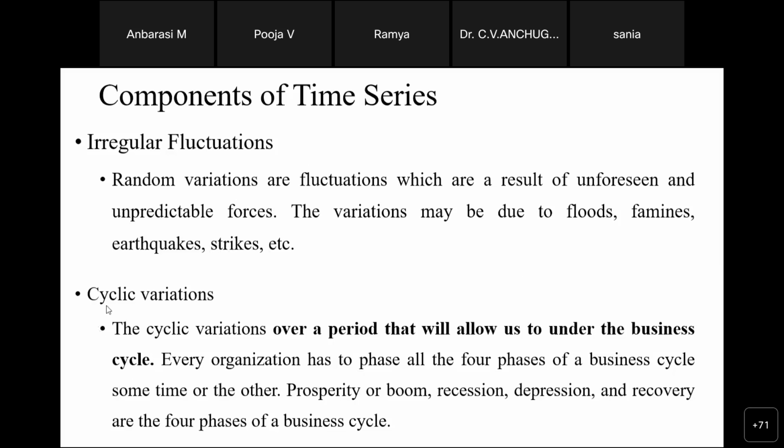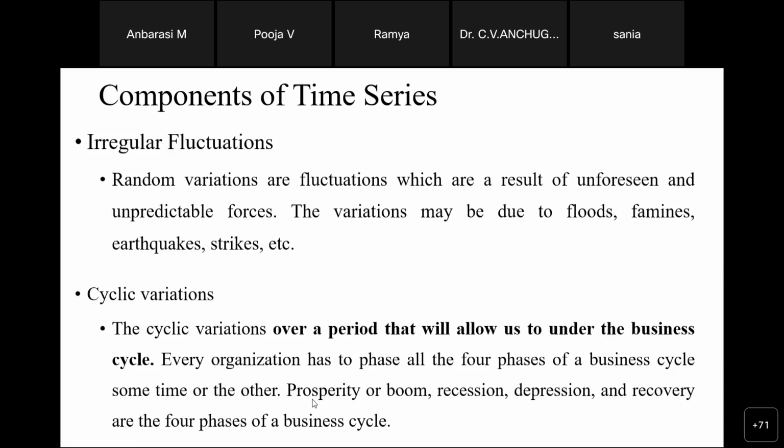And then the last component is cyclic variations. In cyclic variations, over a period of time, it allows us to understand the business cycle, because every organization has to go through these 4 cycles. Organizations cannot always be in a boom. We have to go through all these 4 cycles in most businesses: prosperity or boom, recession, depression, and recovery.